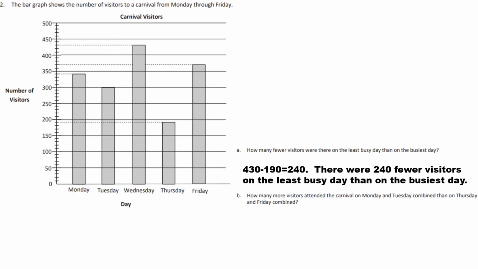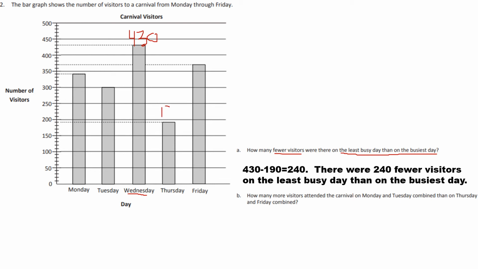So for this one, we have a bar graph that shows the number of visitors that go to a carnival from Monday through Friday. So the first question is asking us how many fewer visitors were there on the least busy day than on the busiest day. So I found my busiest day, which is here, it's Wednesday. And I found that there were 430. And the least busy was Thursday. And we can see it's 190.